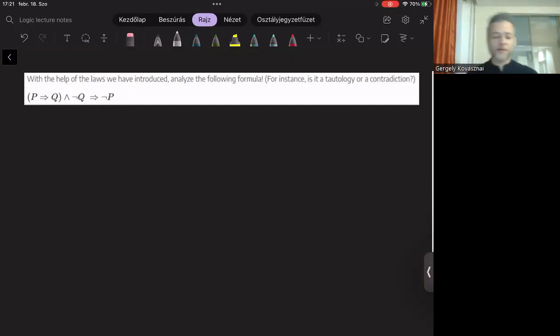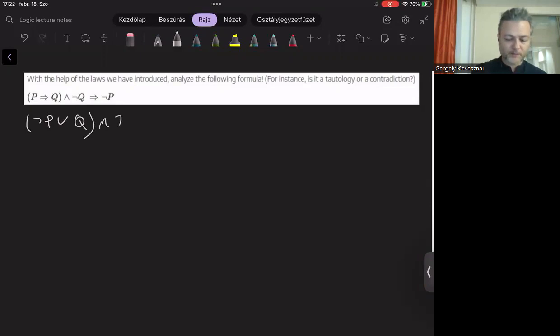In this exercise, we have a formula, and our duty is to prove that it is either a tautology or a contradiction. And we are supposed to prove this by using well-known logical laws. If you look at the formula, you can immediately see that it contains implications, and we already learned what to do with implications. We can eliminate them. So for instance, we can eliminate the first implication here by negating the left-hand side and replacing the implication with disjunction, right?